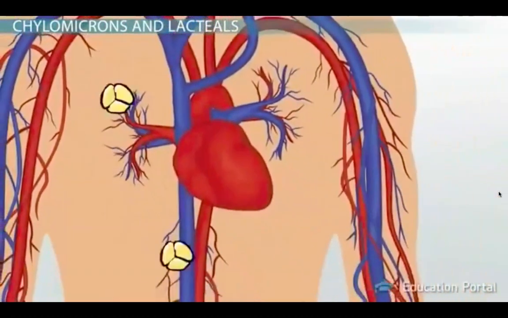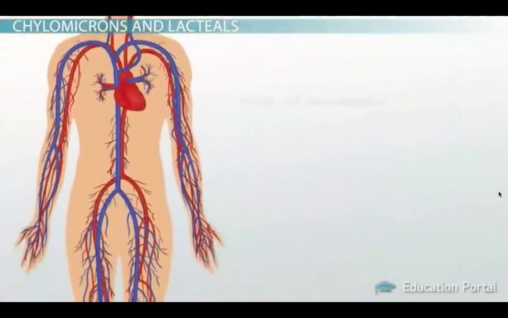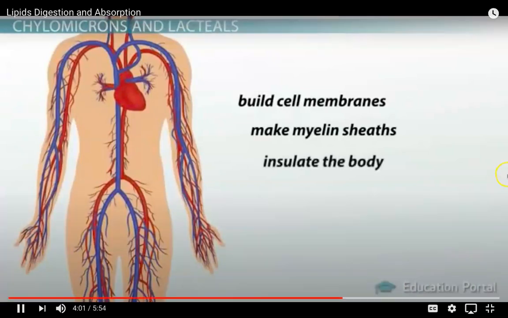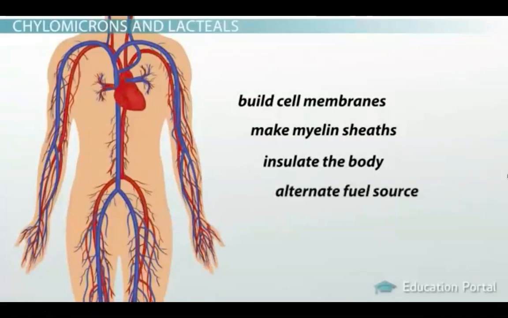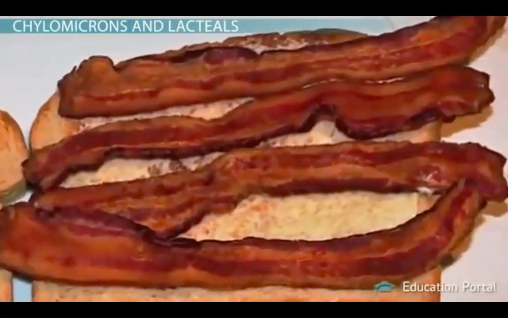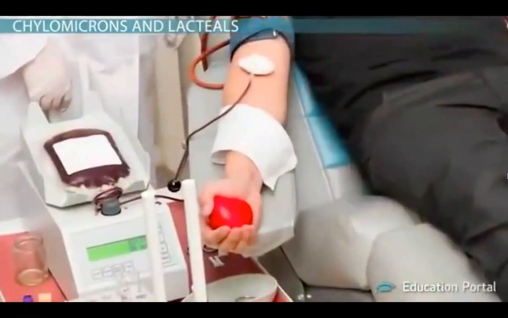Fats can now travel around your body. They are used to build cell membranes, make the myelin sheaths that coat your nerves, and of course insulate the body with a fatty cushion. Fats can also be used as fuel for your body if there are not enough carbohydrates in your system. And although you need fats for these important body functions, you can have too much of a good thing. For example, a high level of triglycerides in your blood can increase your risk of heart disease.